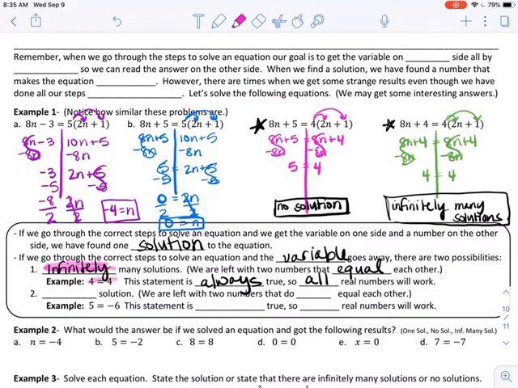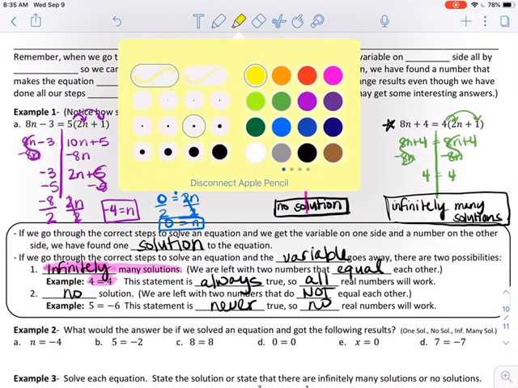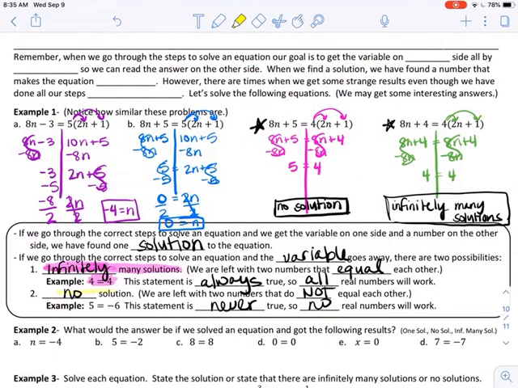I would recommend, if you have these notes, that you highlight what you write down and what the equation will look like at the end, just so you can refer to it for easy reference. The other option is no solution. And we have two numbers that do not equal each other. The statement is never true, so no real numbers work. And I'd recommend you highlight. I'd do a different color though. I'm going to do no solution in yellow. And it looks something like that, 5 equals negative 6.